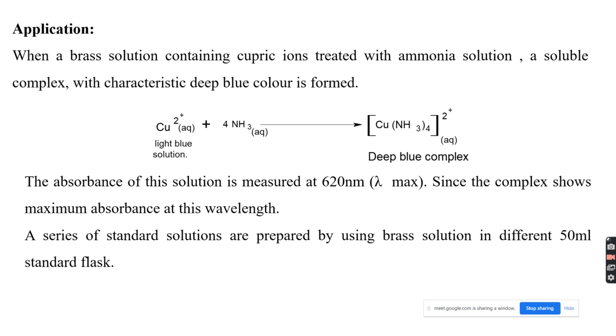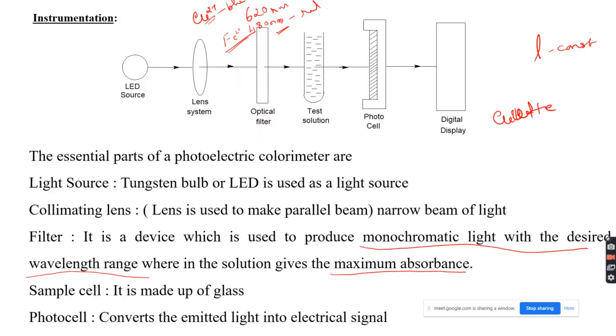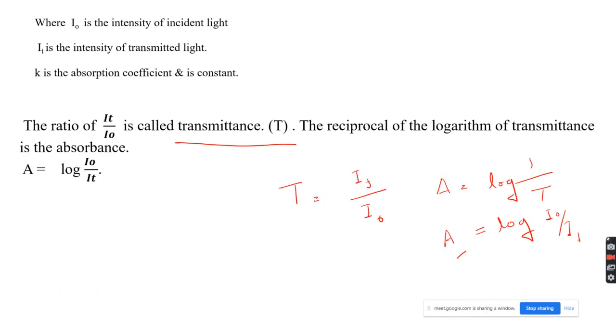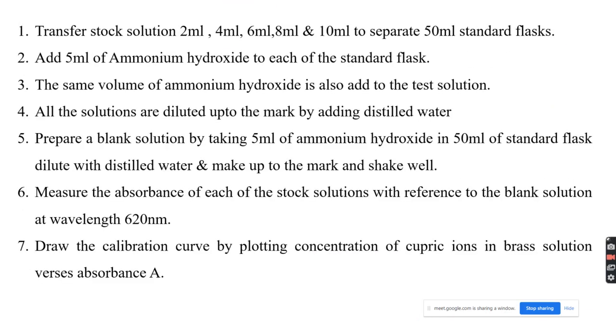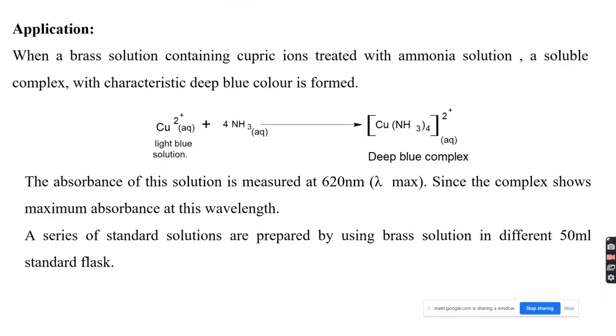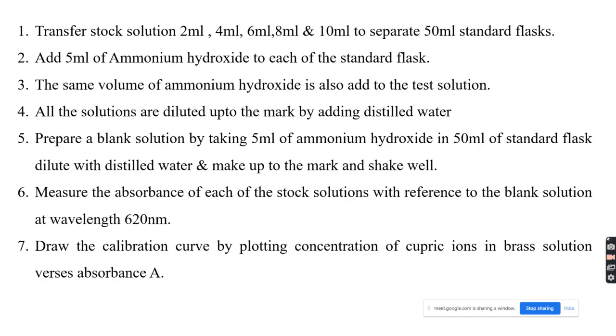Even practically, we may not use 620, even 580 is sufficient. 580 to 620 nanometer is used. Then what we do? We prepare a series because it is a comparison. The concentration is determined by comparing. So here it is a relative absorption of light with respect to a known concentration of the same substance. That's why we prepare a known concentration of the substance. That is, a series of standard solutions are prepared by using brass solution in different 50 ml standard flasks.